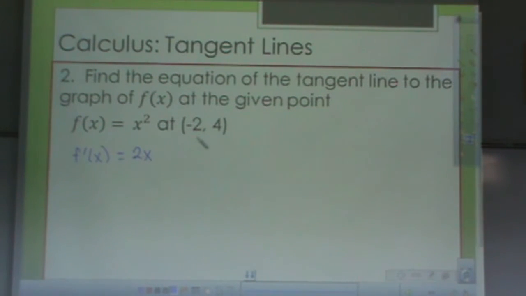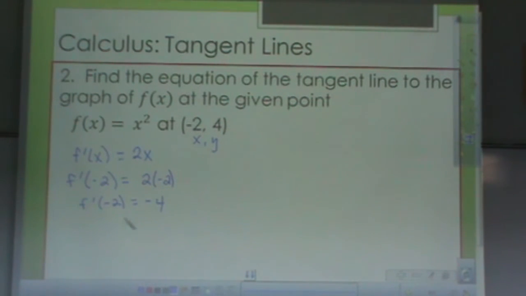Now, luckily, they do give us a point, so (-2, 4) is an x, y. We want to evaluate our derivative at that x value. We want to know what is the value of the derivative when x is -2. So I'm going to substitute -2 for x, and I get a value of -4. So f prime of -2 is -4. What I just found there is the slope of my tangent line.